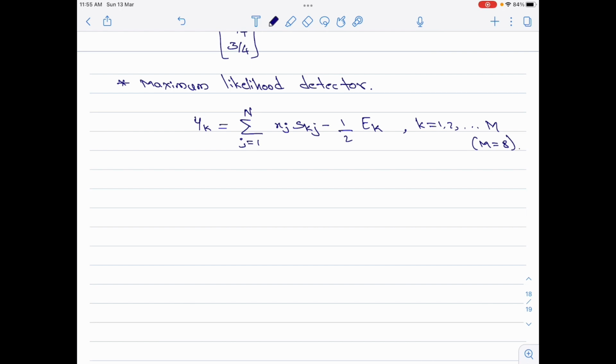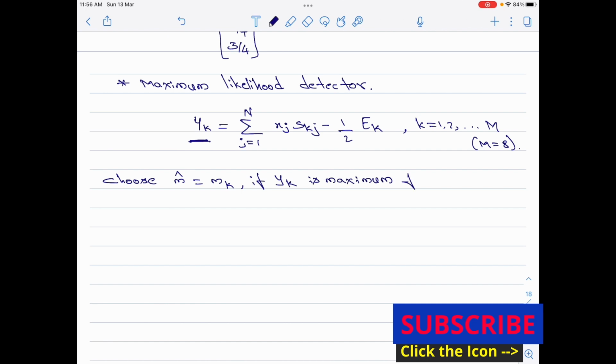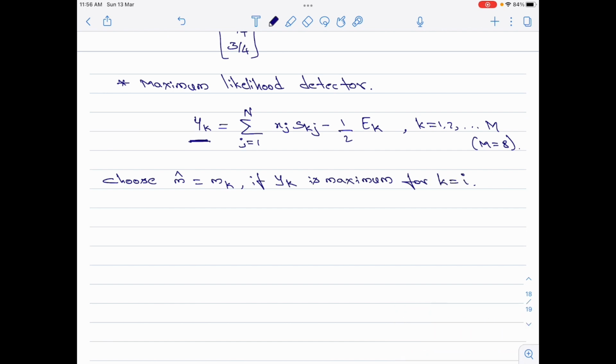Now, what we are supposed to do is to compute the value of this scalar yk and choose the corresponding symbol mk or the corresponding signal sk that produces the maximum value of yk as the decision. In simple words, I can now say the estimated value of the symbol will be that particular symbol which produces the maximum value of yk for the value of k varying from 1 to capital M. Let me write down that sentence here. Right, that is how you are going to find the decision of the maximum likelihood receiver.